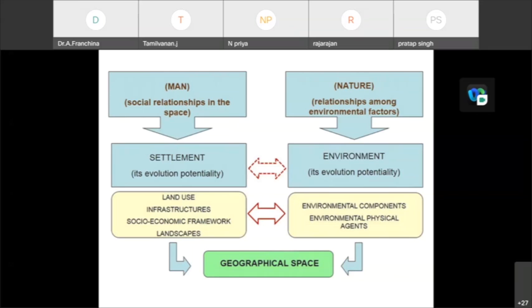So for what all the important things that we are depending on nature, the best example I can say is a settlement. What are the physical properties? Land use, infrastructure, socio-economic framework, and then landscape, everything plays a role, right? For all these things, we are depending on nature. So for all those things, we need the environmental component.